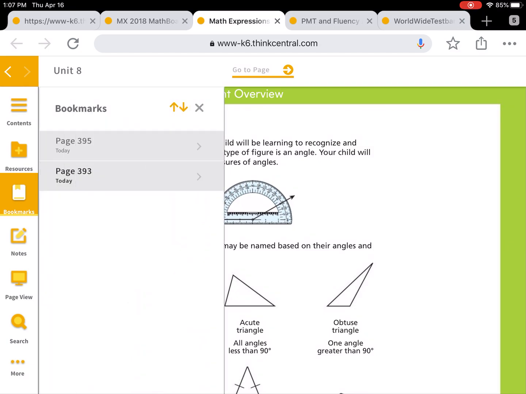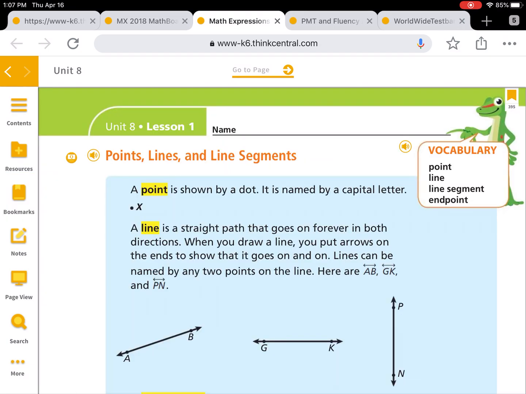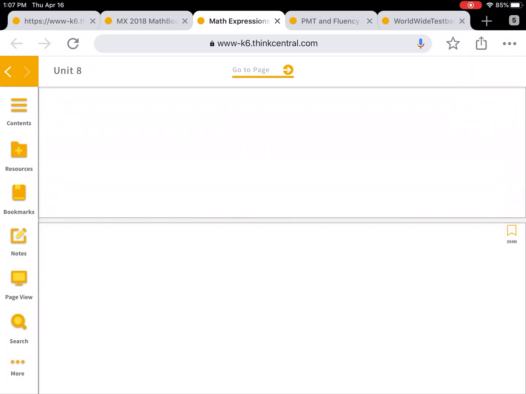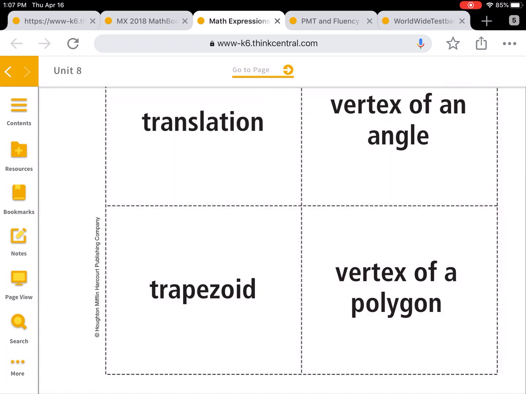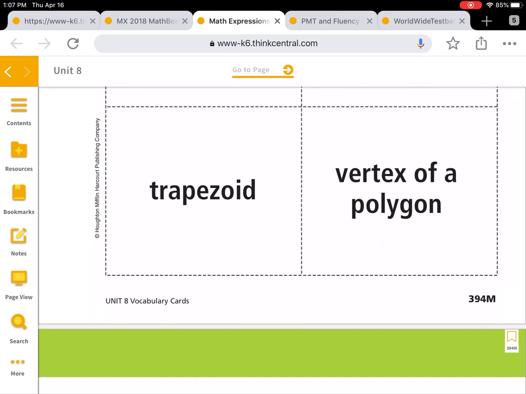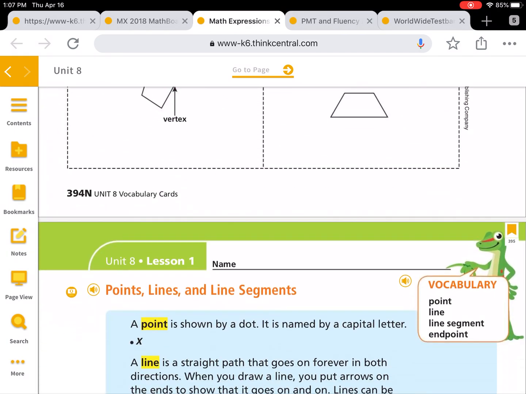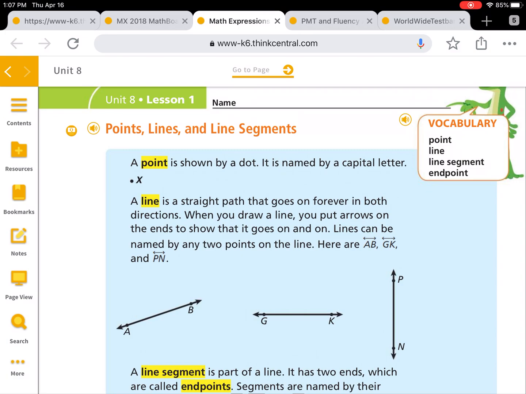Okay, cut out the pages, the vocabulary pages, and help yourself learn these words from the unit. Beginning on lesson 1 now, we have some specific vocabulary words that you need to know. You need to know a point.